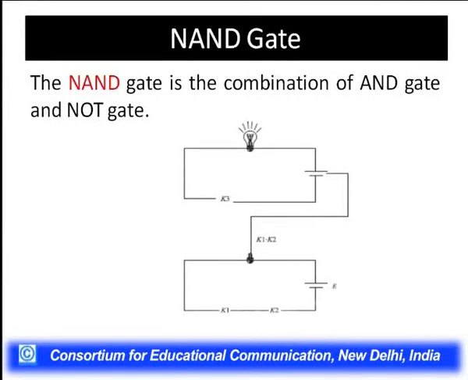Next gate, that is the NAND gate. The NAND gate is the combination of an AND gate and a NOT gate. Let us see the circuit diagram. At the bottom is the circuit of the AND gate, and at the top is the circuit of the NOT gate. These two gates are combined together. So the output of the AND gate circuit will be the input for the NOT gate, and the NOT gate output will be the final output for the NAND gate.